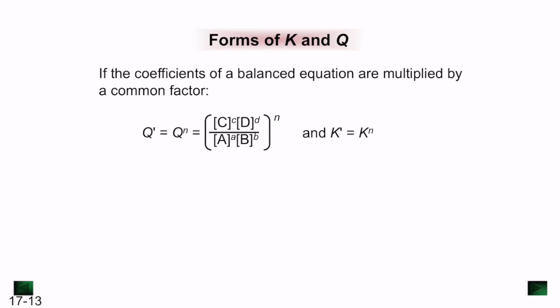Next, if you have a quotient of a balanced reaction that is multiplied by a common factor, so that if Q dash is given as Q to the power n, we can write that it is the concentrations whole to the power n. The same thing with K dash, which can be written as K to the power n, which then also becomes the same value.